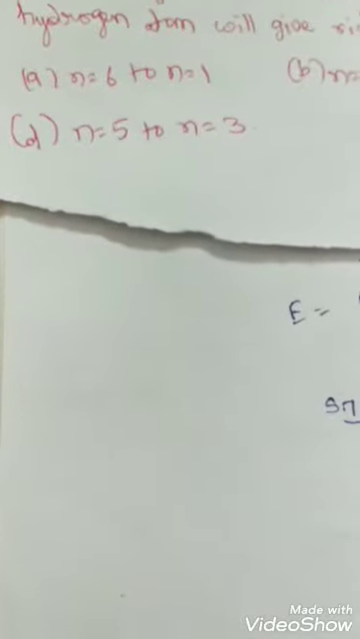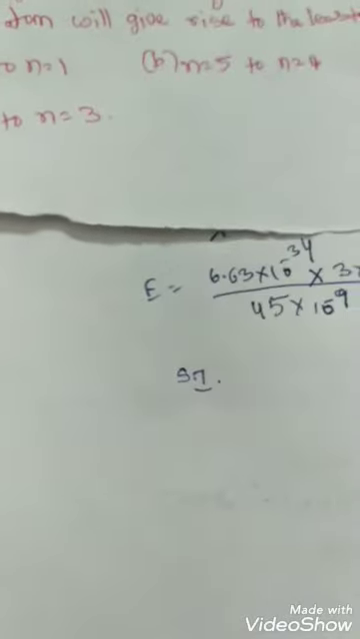Option A, n equals 6 to n equals 1; n equals 5 to n equals 4; n equals 6 to n equals 5; and n equals 5 to n equals 3. Now, how do we solve this kind of problem? Which will have less energy, and which will have high energy?